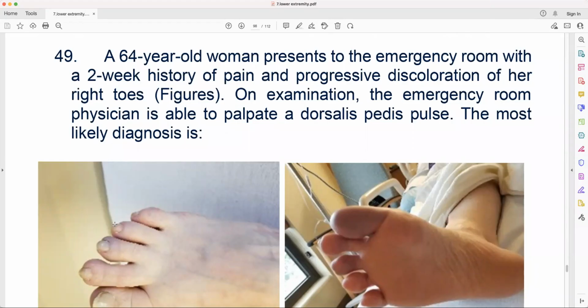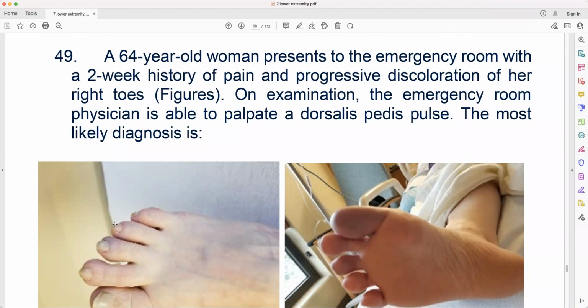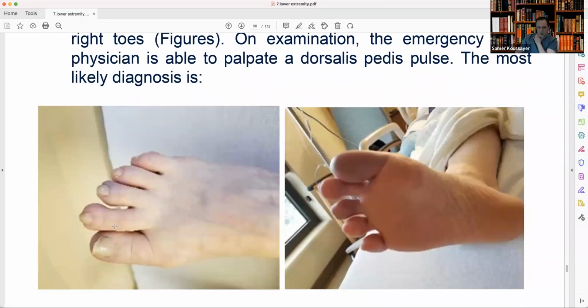A 64-year-old woman presents to the emergency room with a 2-week history of pain and progressive discoloration of right toes, like in the figure. On examination, the emergency room physician is able to palpate a dorsalis pedis pulse. The most likely diagnosis is blue toe syndrome. Correct, so it's very easy. It's blue toe syndrome.